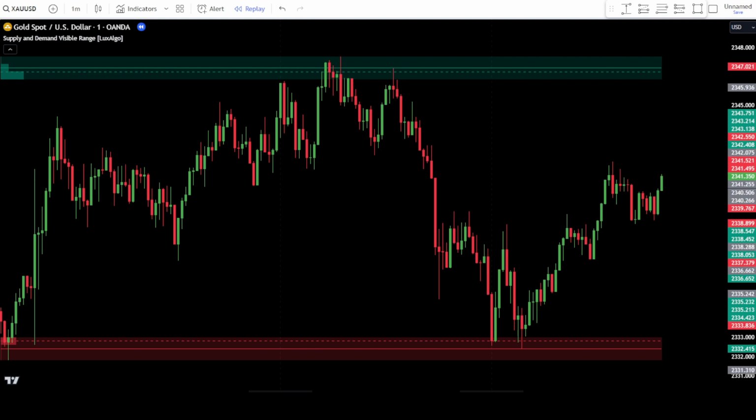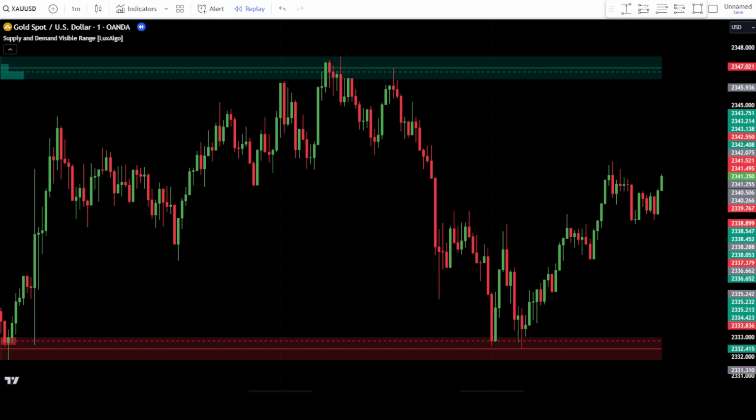Using this indicator is straightforward. When the price candlesticks are in the supply area, focus on finding the best point to place a sell order. Conversely, if the price candlesticks are in the demand area, your main focus should be on finding the optimal point to place a buy order.